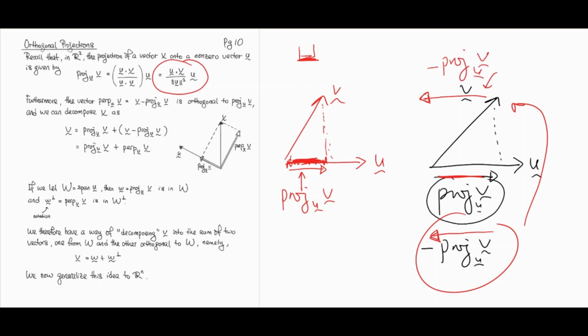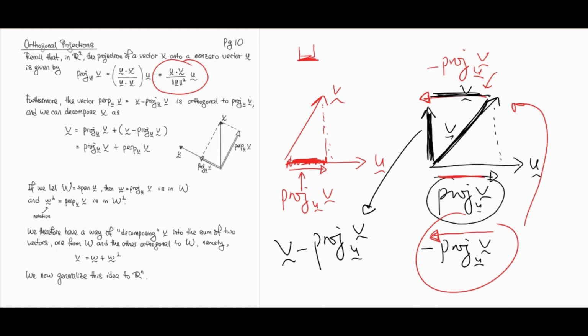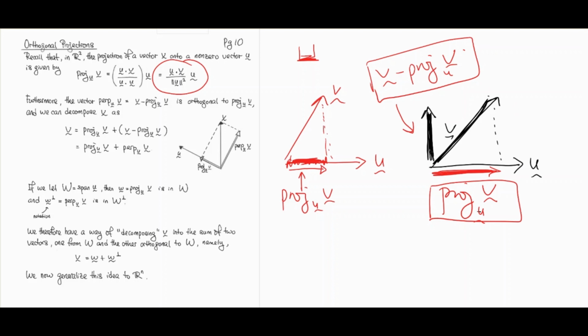If we look at what happens when we take the sum of this vector V and this vector minus the projection of V onto U, what we get is this vector right here. This vector is given as V minus the projection of V onto U. So this should be clear. Let me make the picture a little clearer. This is the projection of V onto U, and this is V minus the projection of V onto U.